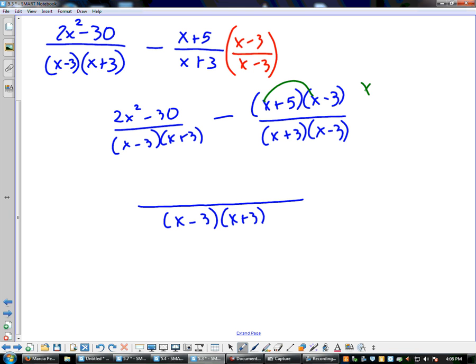X times x will give me x squared. Outside is minus 3x. Inside is plus 5x. And last times last is minus 15.